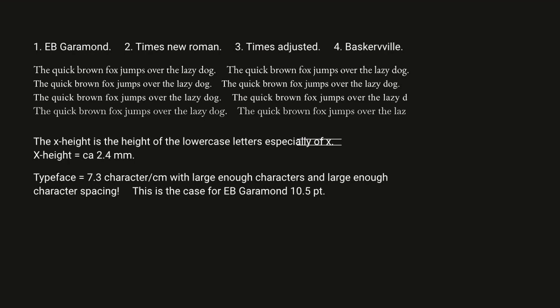The X height can be understood as the height of the lowercase letters, and it must be large enough. According to my investigation, it needs to be about 2.4 millimeters, which we get with EB Garamond size 10.5 points. Then we also get 95 characters at a column width of 13 centimeters with sufficient character sizes and sufficient character spacing.